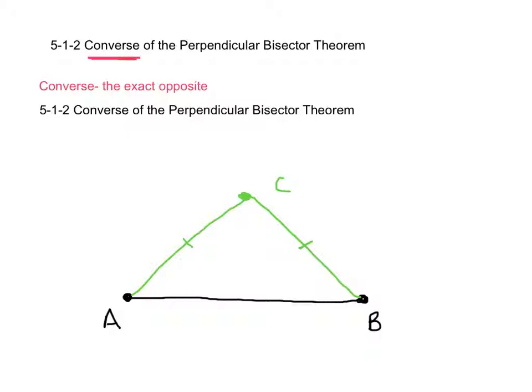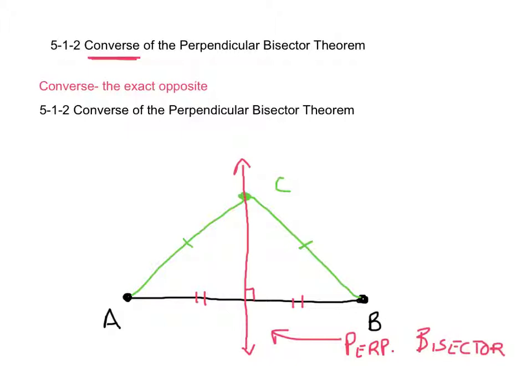if you were to drop a line straight down, this red line is the perpendicular bisector. That's the exact opposite of our other theorem. The other theorem gives us the perpendicular bisector. This one tells us that our point must be on it. Those are the two key differences, so understand the differences.